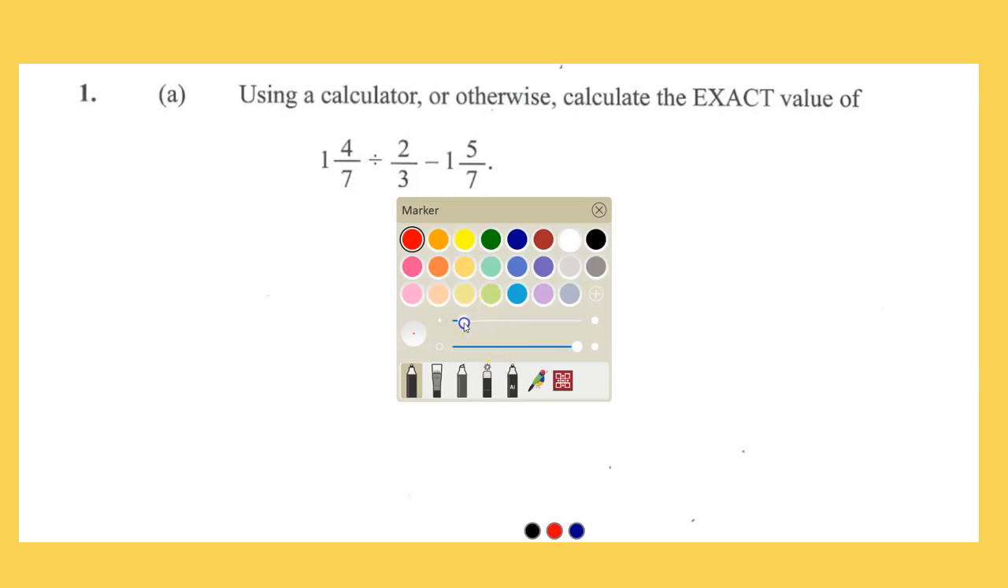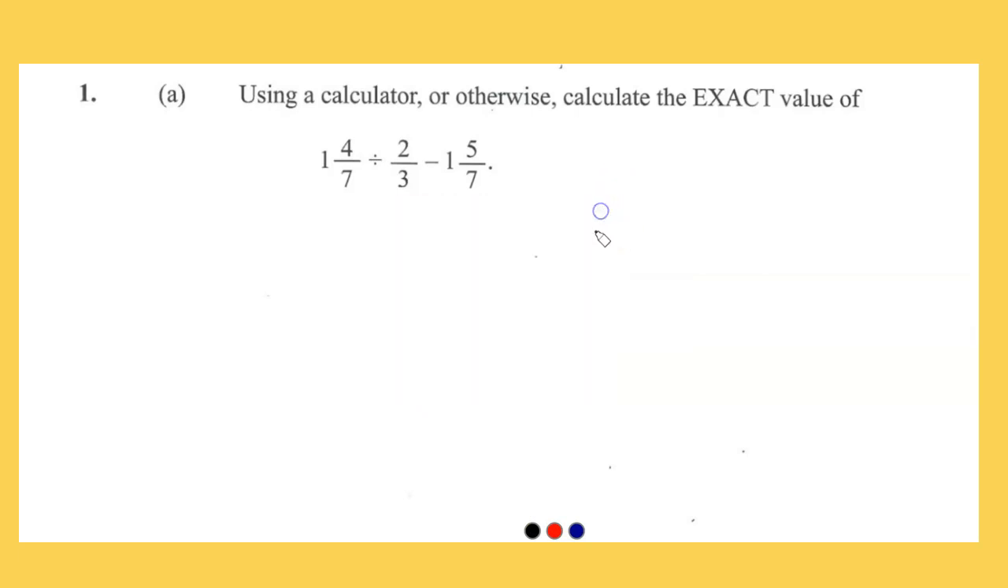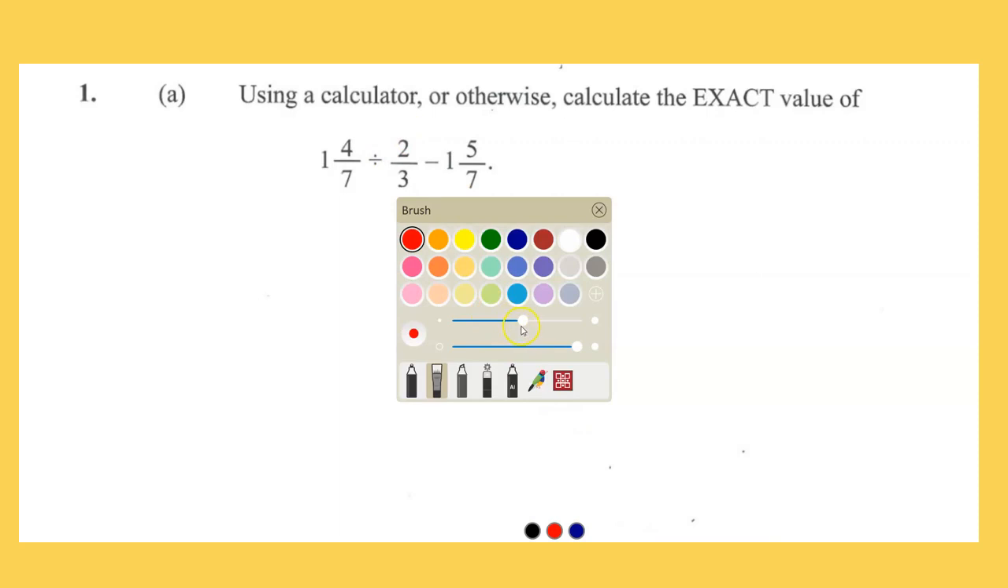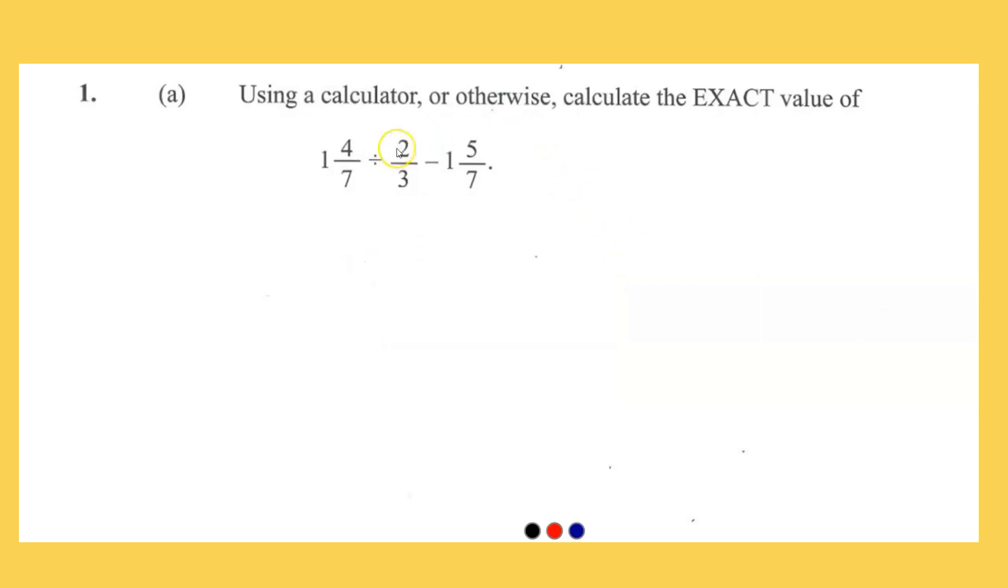So we have 1 4/7 divided by 2/3 minus 1 5/7. But before we do anything, we need to examine the fraction. By the rules of indices, division comes before subtraction. So you need to put a bracket around the division part of the question. So let's do that. We insert a bracket here, and a bracket here.